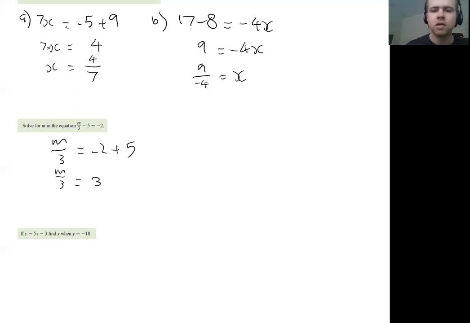And then the next thing we've got to do is move the divide by 3 across. The opposite of dividing is multiplying, so we end up with m equals 3 times 3, m equals 9. And then we have a final answer because m is on its own.